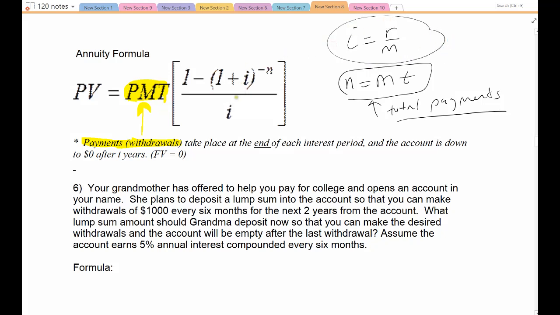I is still in there, and it is a little more complex, with a negative that goes up in here. I'm going to do one of these, but I'm going to assume that after this you're going to be using the TVM Solver. But it's important to understand what the TVM Solver is doing. It's solving this formula.